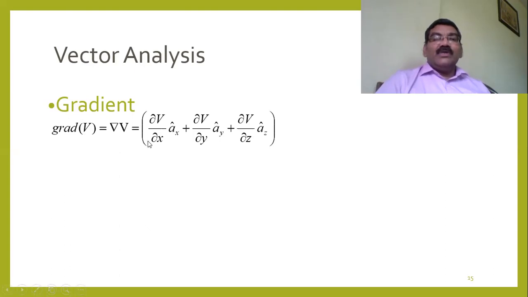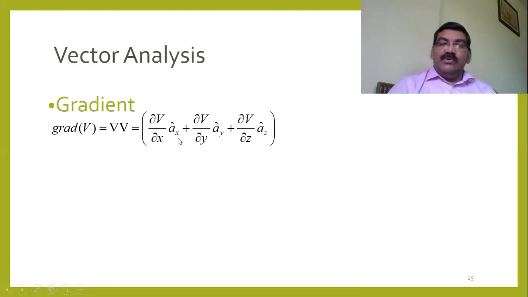Now what is this del? This del operator is the partial differentiation, that is, ∂/∂x. If I take the Cartesian coordinate system, the del operator will be ∂/∂x, ∂/∂y, and ∂/∂z, and I am multiplying it by V. V may be the temperature; you can take T or any alphabet. And ax, ay and az are the unit vectors of the coordinate system we are using, that is the Cartesian coordinate system.